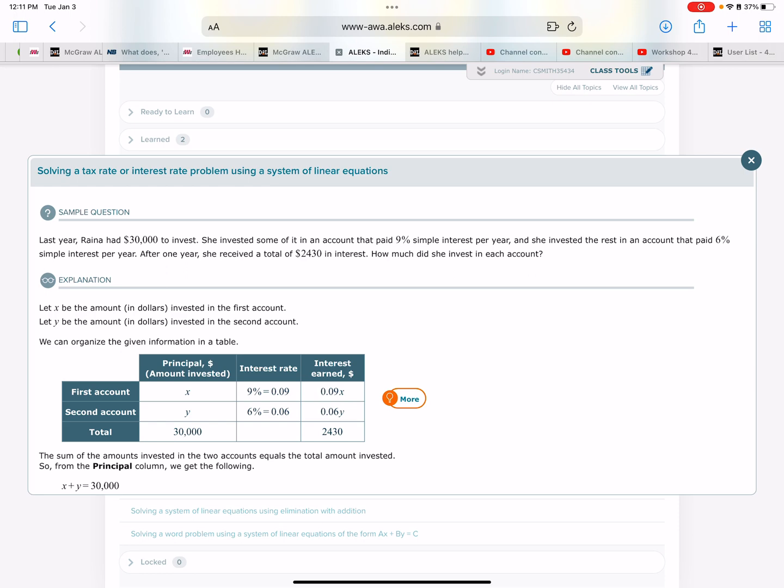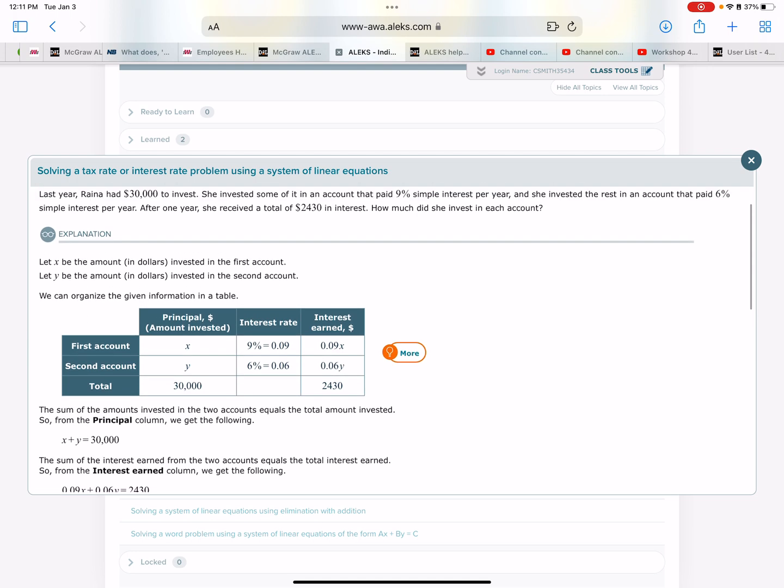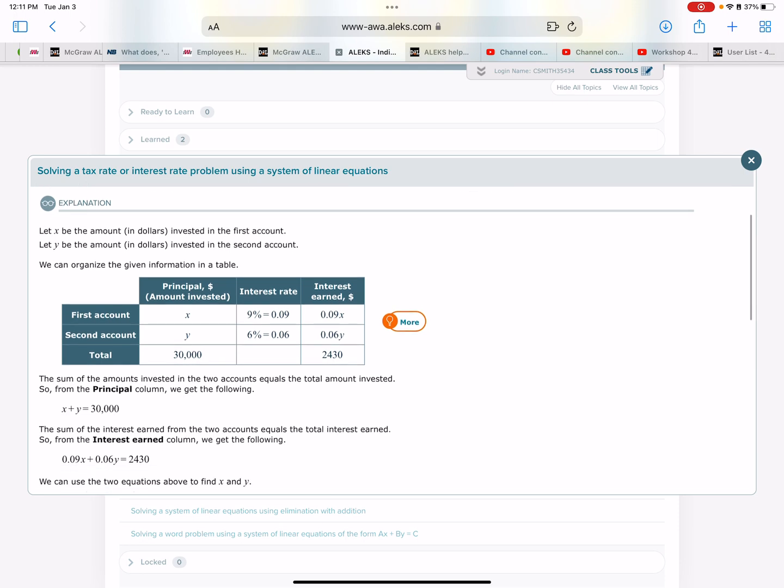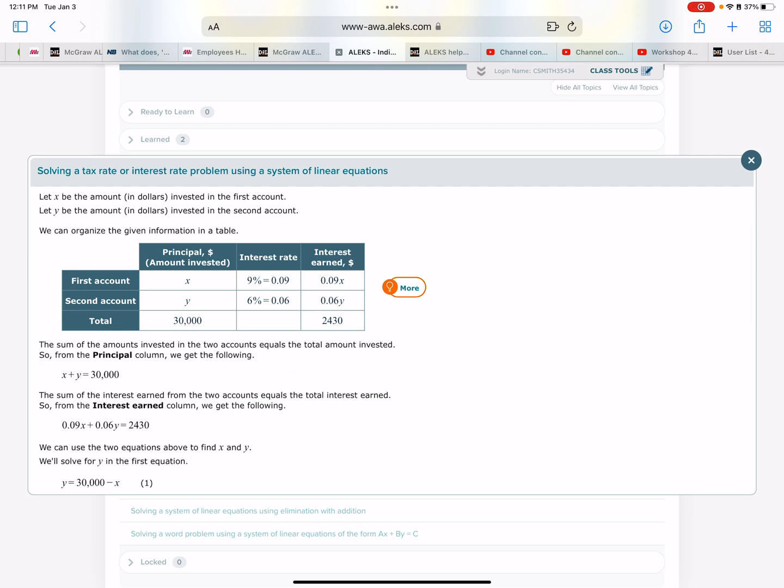Okay, so we're going to say, well, I know that she invested and got 9% in one account and 6% in another account, and it told me just in interest alone, she got $2,430. So I have my equation already set up that we know that both accounts were a total of $30,000 before investing. And we know that the interest, 9% plus 6%, is equal to $2,430.